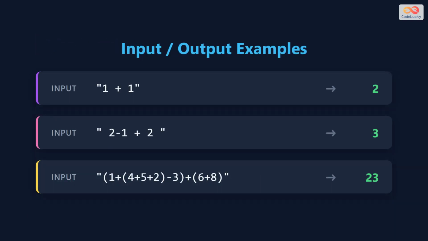Let's look at some examples. 1 plus 1 is simple, giving us 2. But things get interesting with spaces and parentheses. Notice in the third example how the nested parentheses and mixed operations need to be evaluated in a specific order to get the correct answer of 23.